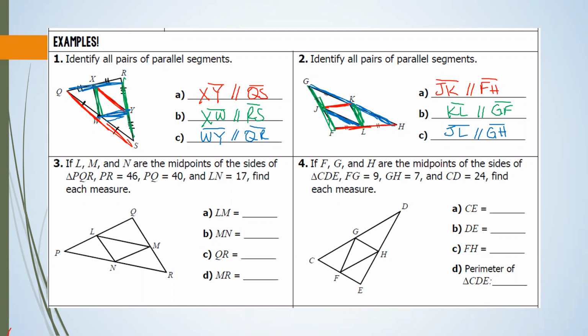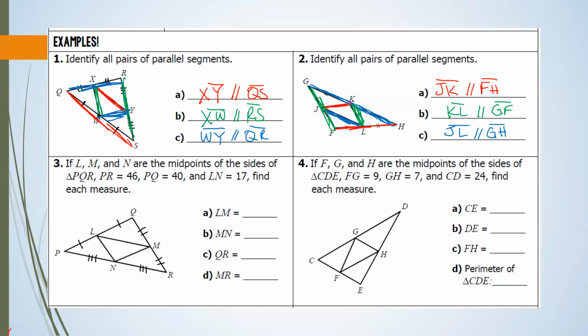Right, in number 3, it says that L, M, and N are the midpoints of the sides. So I'm going to go ahead and mark those in the picture. If L is the midpoint of the side, that means these two pieces are congruent. If M is the midpoint of QR, then QM will be congruent to MR. And if N is the midpoint of PR, then PN and NR will have to be congruent.